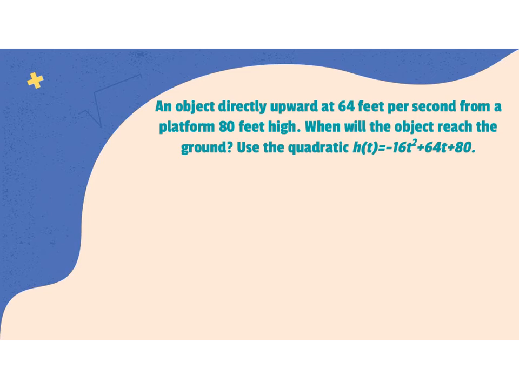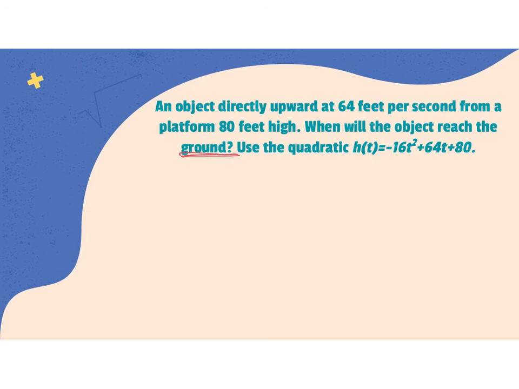All right, let's look at one more example together. It says an object directly upward. I don't know, that's not telling you what it's doing. I think it's being launched. An object is launched directly upward at 64 feet per second from a platform of 80 feet high. When will the object reach the ground?